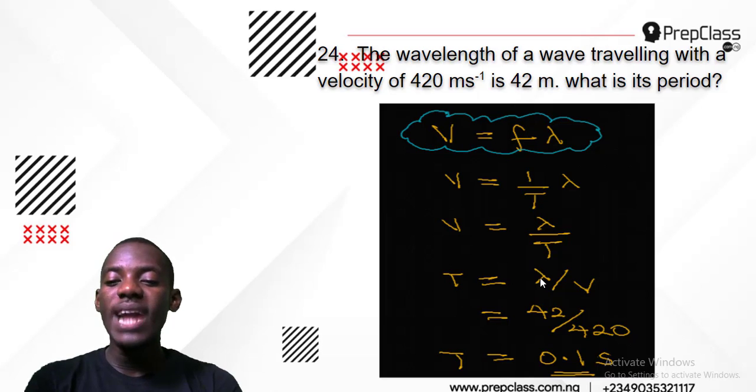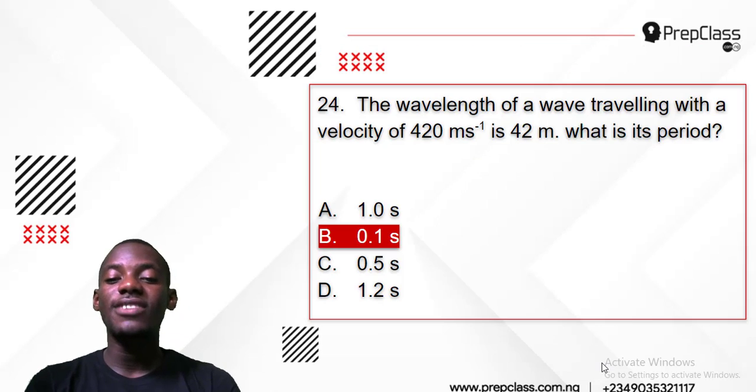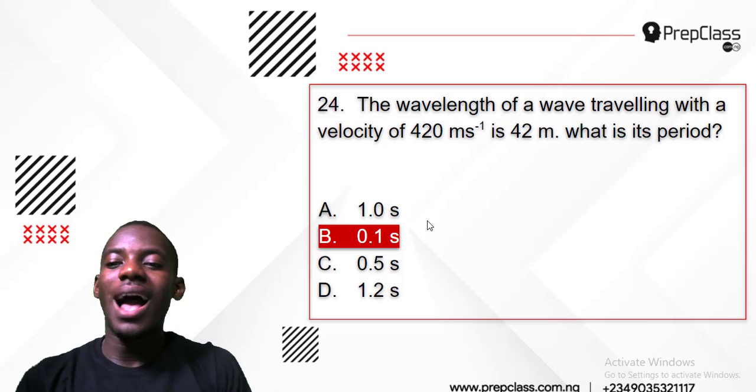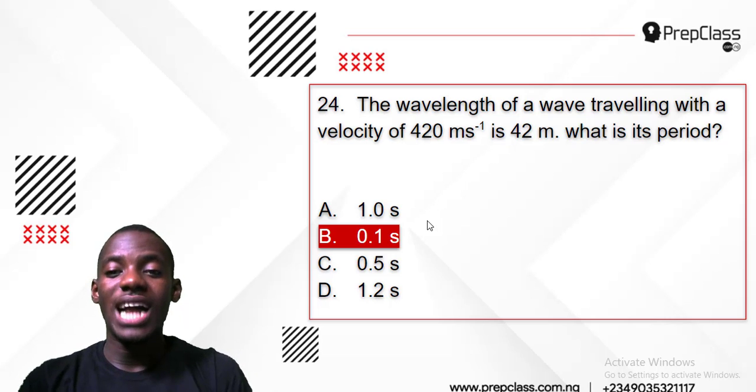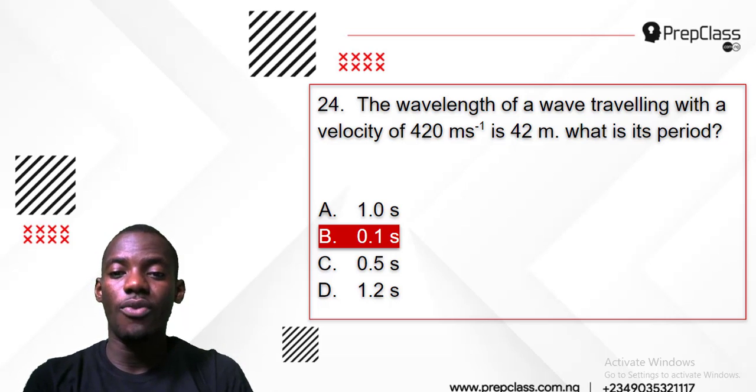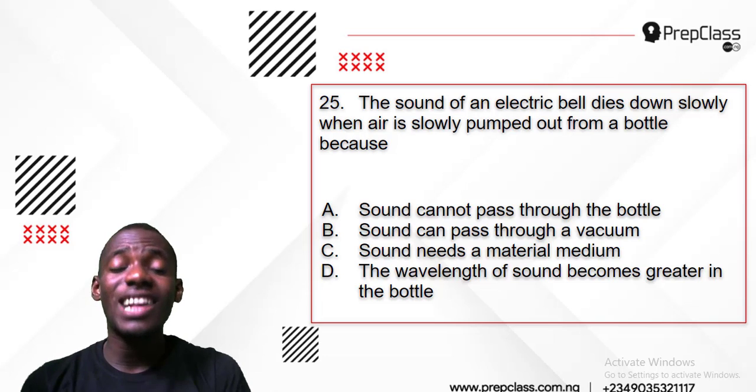Therefore, your wavelength, your lambda, is 42. Then your speed is 420 meters per second. If you divide, you'll get 0.1 second, and that is your period. So the answer to that question for the period is simply 0.1 second. That is the answer for number 24. Let's check out number 25, which is the last one for this video.